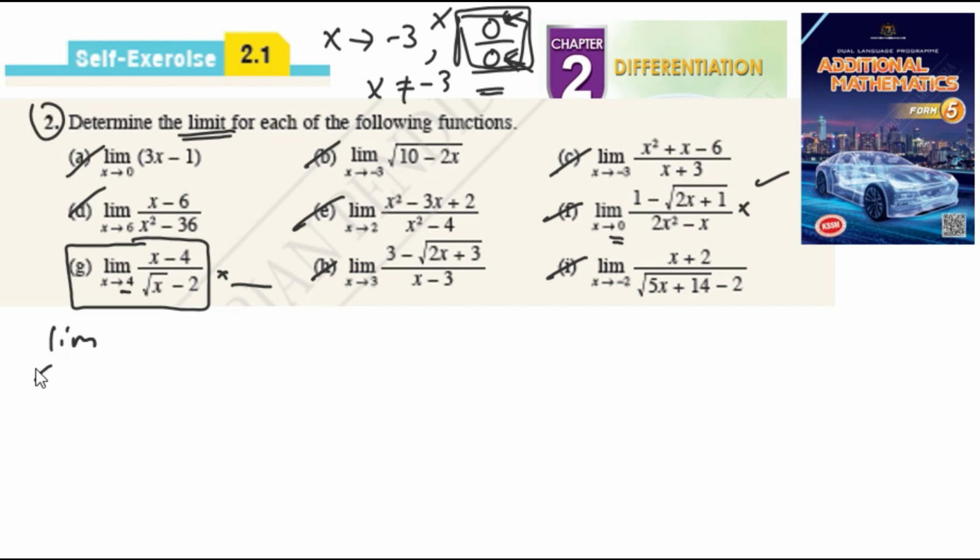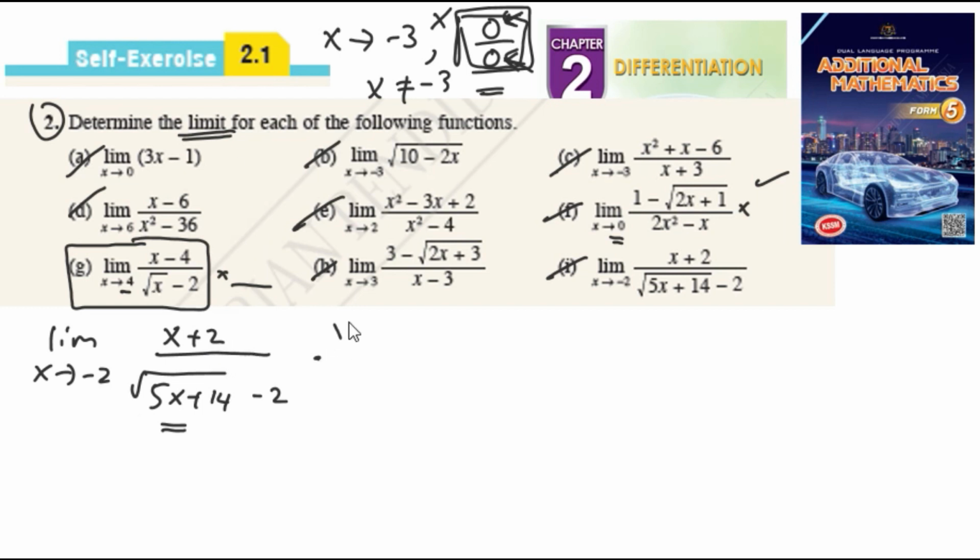So limit x approaching negative 2, x plus 2 divided by square root of 5x plus 14 minus 2. So you see here, when you directly substitute here, you get negative 2 plus 2, which is equal to 0. So you have to do something about it. You see, you can do conjugate below here. Because when you do conjugate, we are trying to cut the common difference.